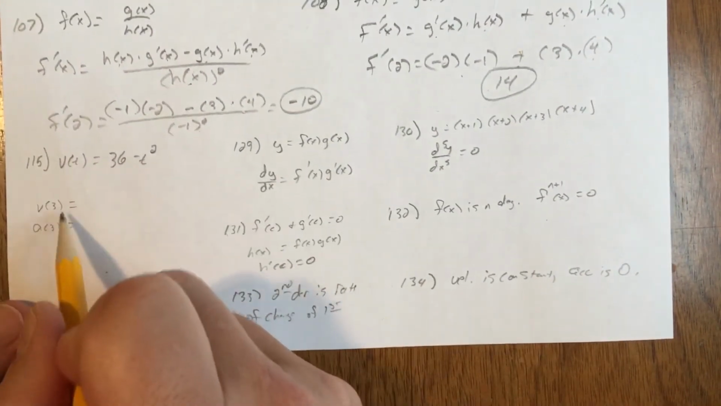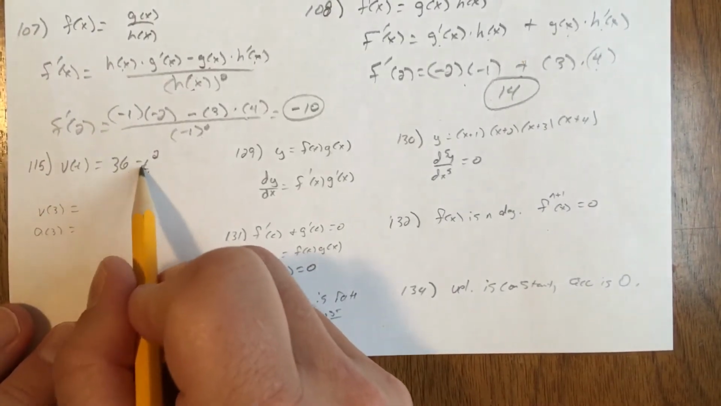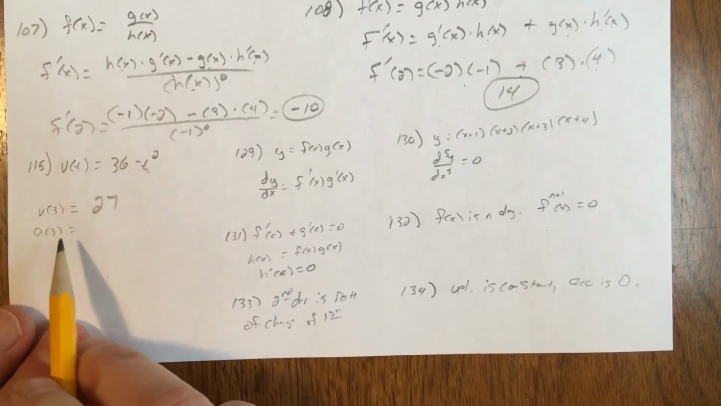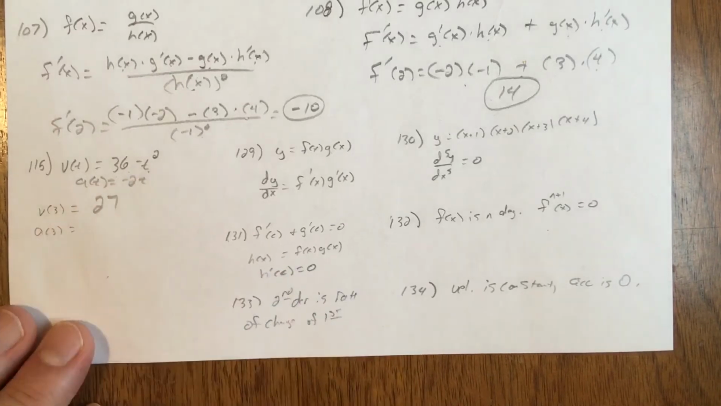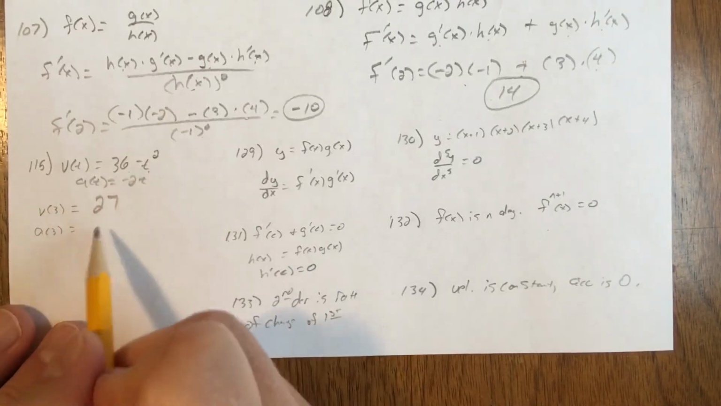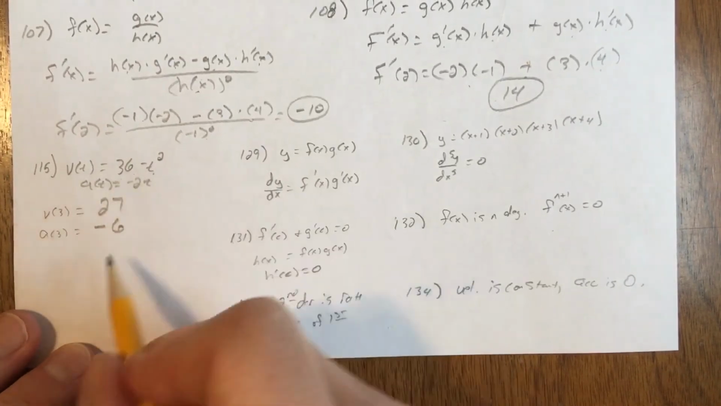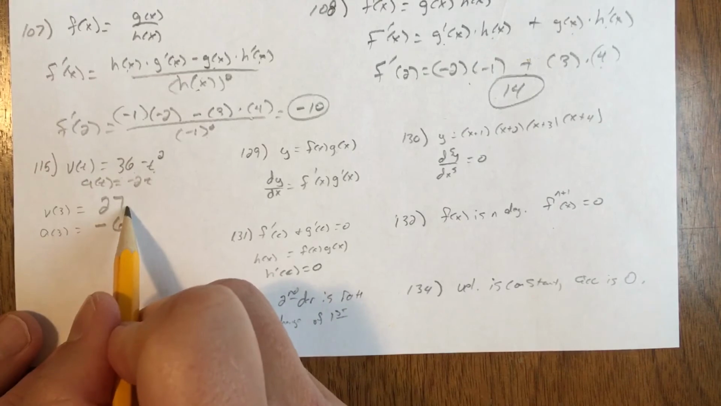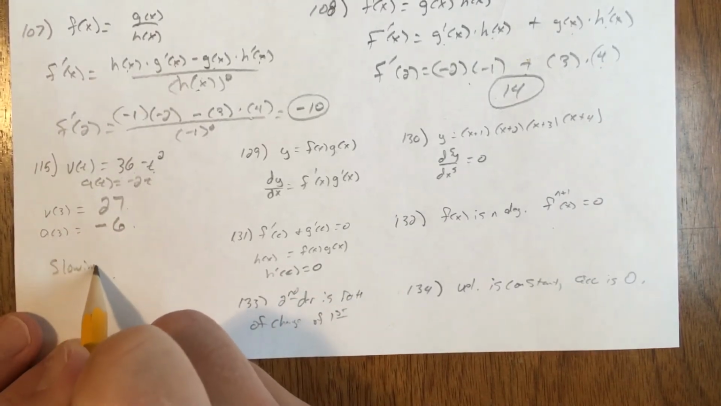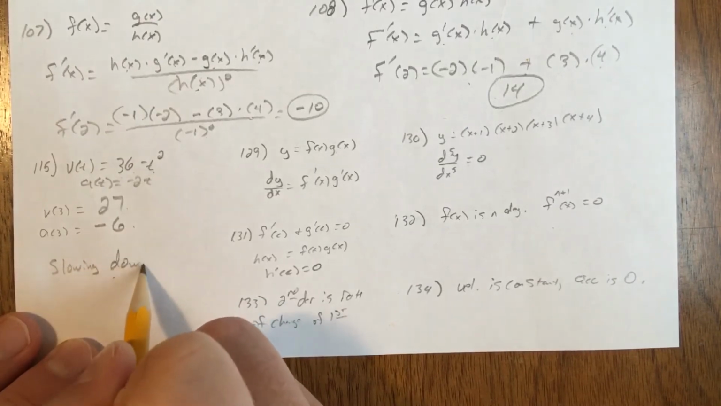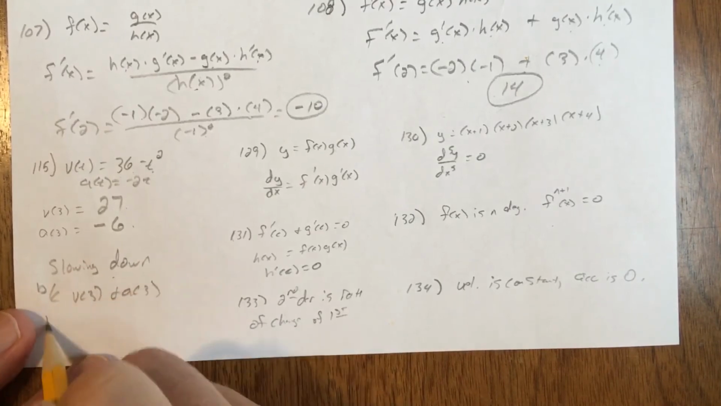115 wanted you to find the velocity and the acceleration at 3 seconds. If we put 3 into the velocity, I get 36 minus 9, which is 27. As far as the acceleration goes, if I found the acceleration function, it's negative 2t. So the acceleration at 3 seconds is negative 6. Okay? And they wanted you to know what is going on with speed. Because my velocity is positive and my acceleration is negative, we are slowing down. Speed is decreasing because the velocity and acceleration have opposite signs.